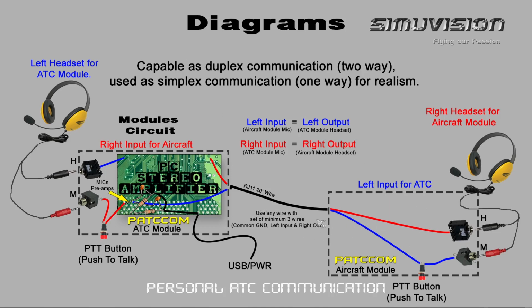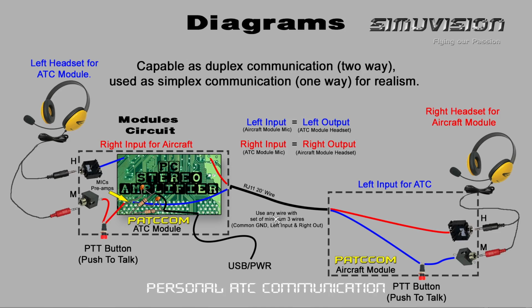Make sure that you are connecting these two with a longer wire so that you can have enough distance between the aircraft and the ATC module. In our case, we used an RJ11. Luckily, I had a 20 feet wire, so it gives me enough distance to create the ATC at one end and the aircraft on our simulator at the other end. But you can use any wire.